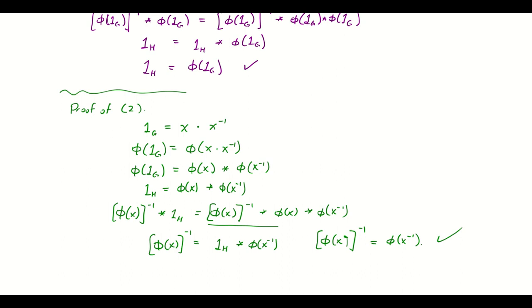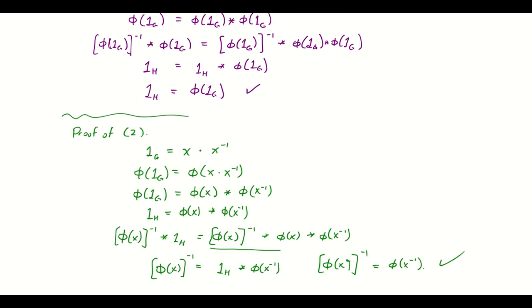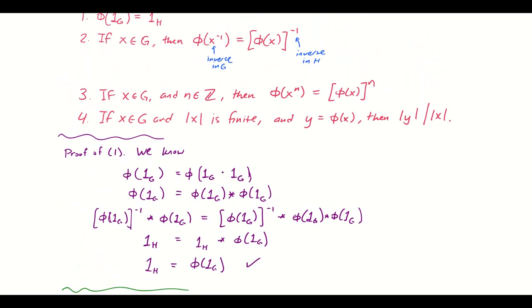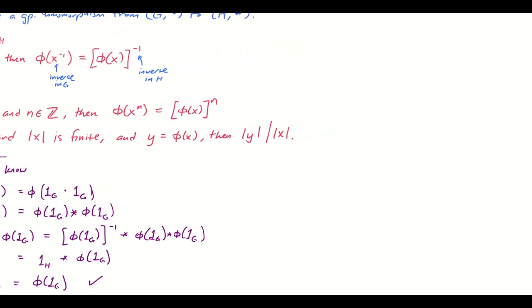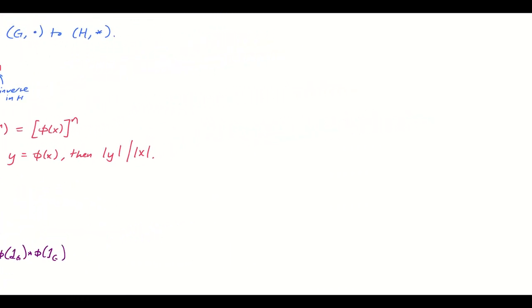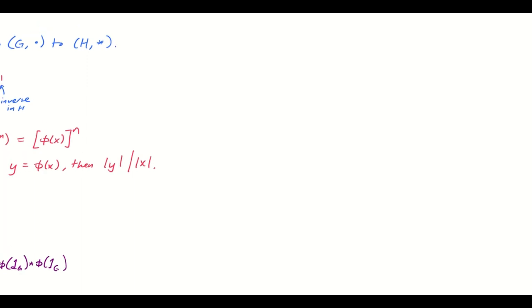Okay, what about property 3? Property 3 was that phi of x to the n equals phi of x, all of that to the n. So let's see if we can prove that over here. Let's see, I'm going to switch to a different color now. This will be the proof of number 3.